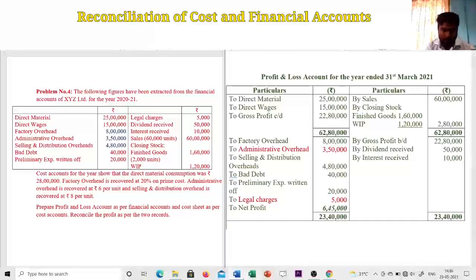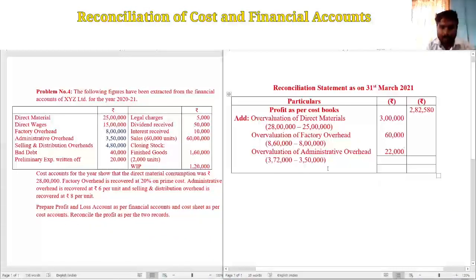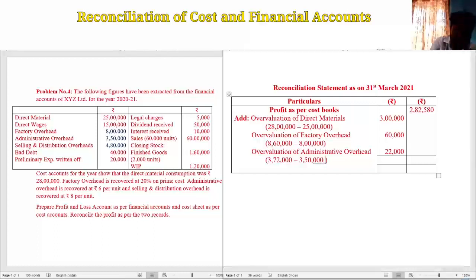Or else one more option was there. We could have added the 5,000 to the 350,000. This would have become 355,000. What are the legal charges? Legal charges are 5,000. So at that time also you will get the same answer. But I prefer it is better to deduct legal charges separately.